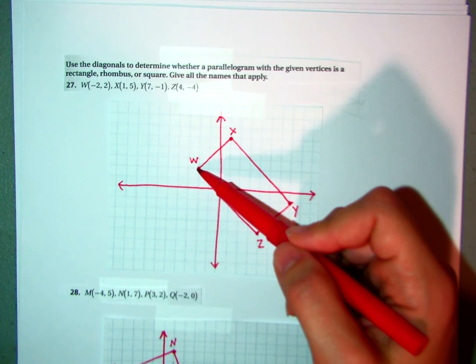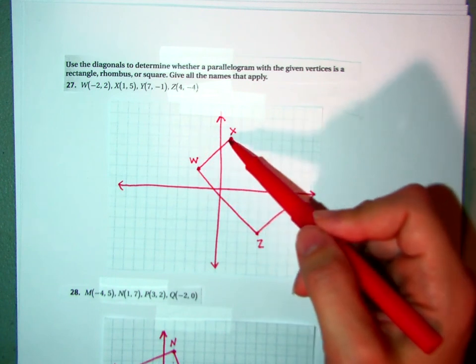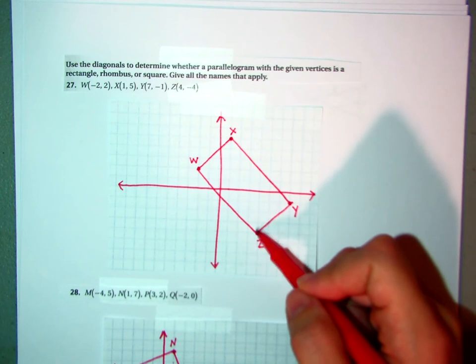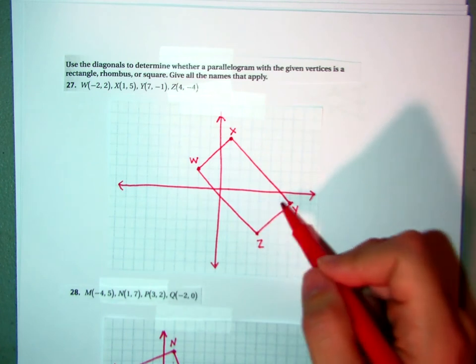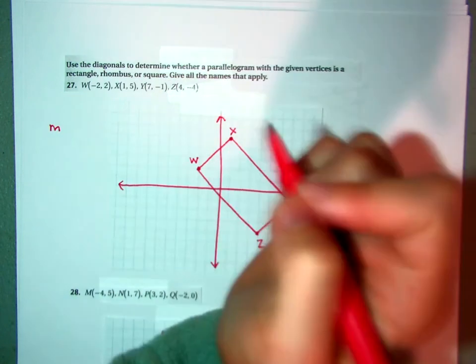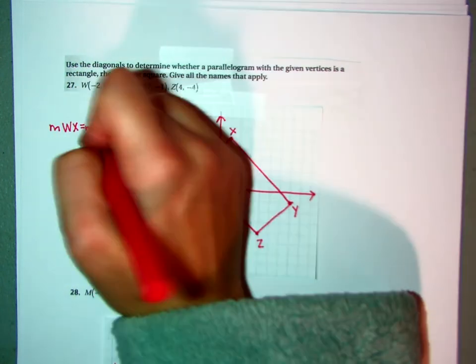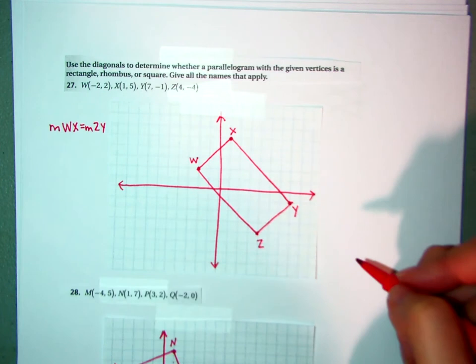So if we start at W and we go up 1, 2, 3 and go over to the right, 1, 2, 3, let's see if ZY is the same. Go up 1, 2, 3, over to the right, 1, 2, 3. Yes, so the slope of WX is the same as the slope of ZY. Now let's check the other slope.